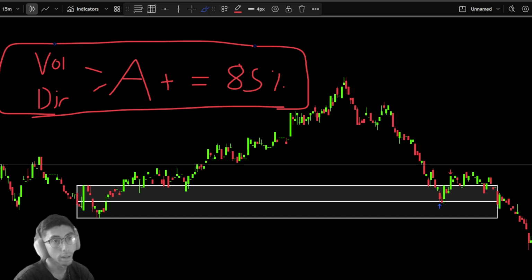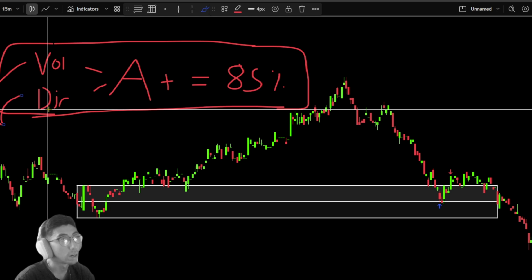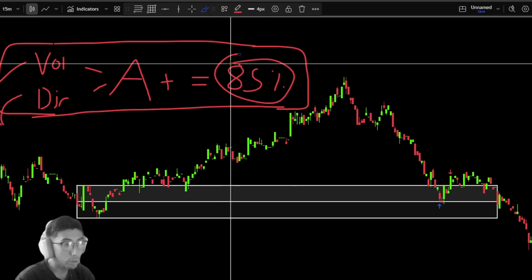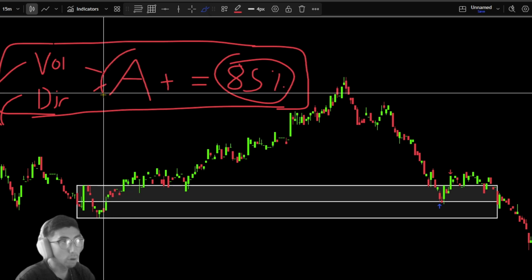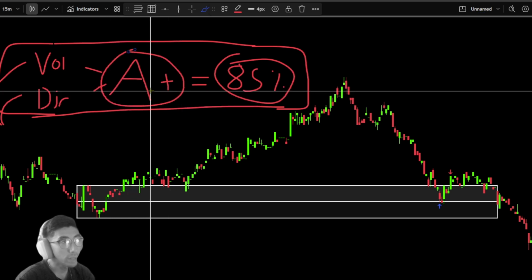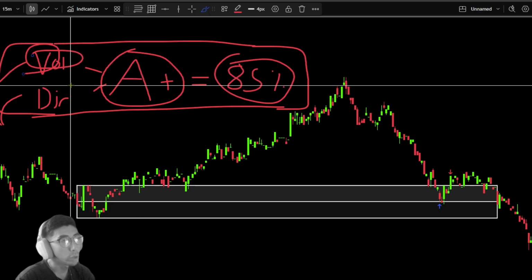So what are these two things that I have marked out right here? Vol and DER. If we want to have a 85% win rate, we need to be taking A+ setups. That just means following our rules, and on top of the A+ setup, we need volatility to be stable, and we need to be trading with direction.